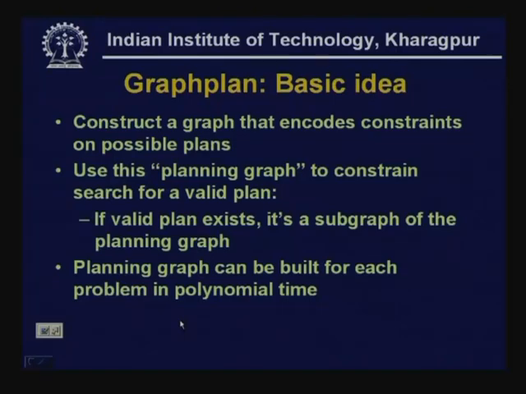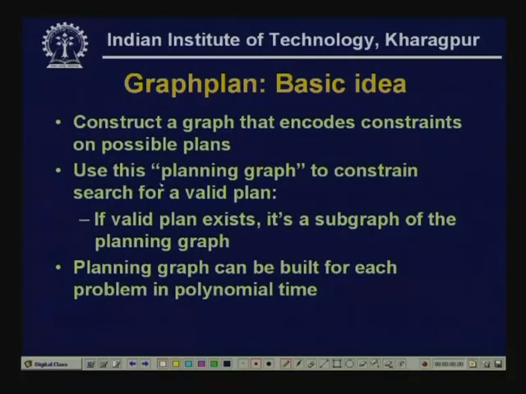Now, the basic idea of graph plan is you construct a graph that encodes some constraints on the possible plans. So, you take some of the constraints on possible plans and incorporate them to create a graph. And now, you will use this planning graph, which we will refer to subsequently as PG, to constrain the search for a valid plan. The way we will construct the planning graph PG is as follows: if any valid plan exists, it must be a subgraph of this PG.